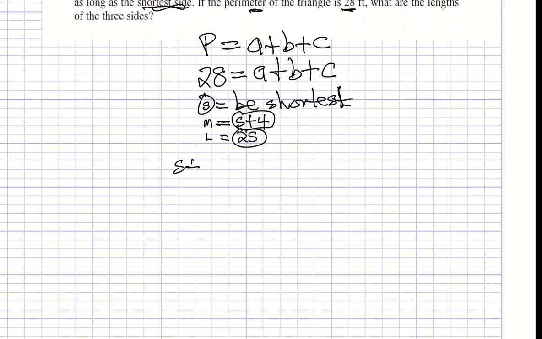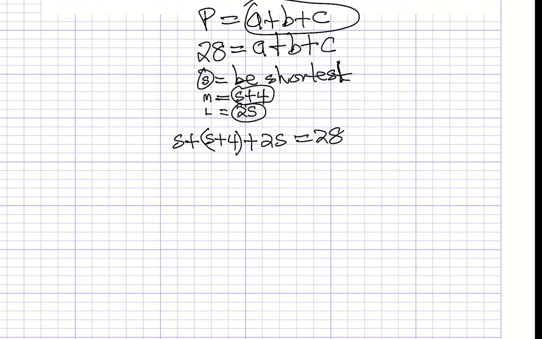So we say S plus 4 plus 2S, okay? That's what these are. It's equals to P. Well, we know P. It's equals to 28. So we'll solve. That's what we're looking for. Okay? That's all that is saying.